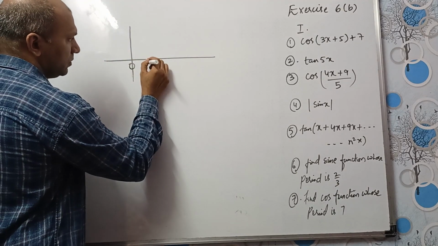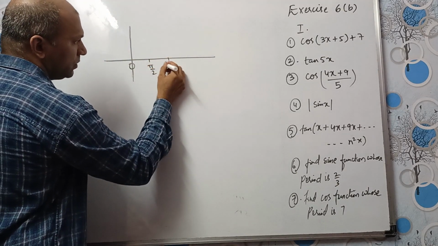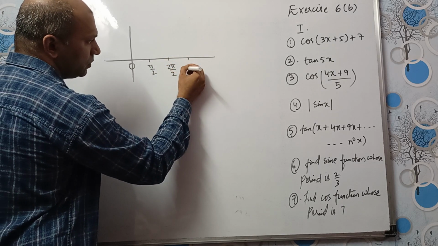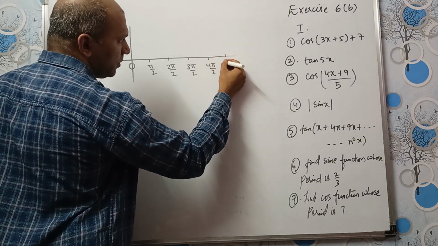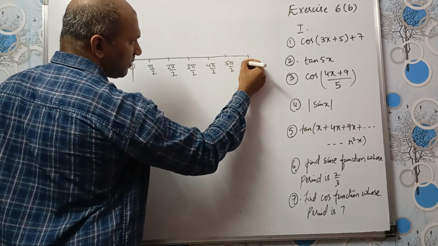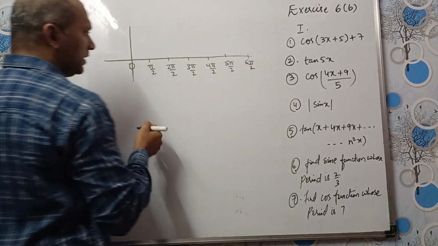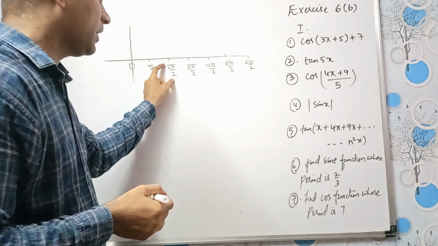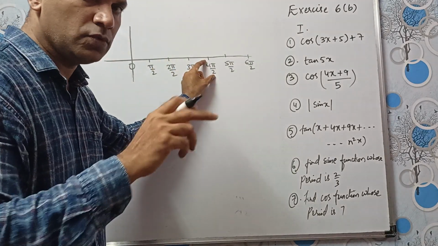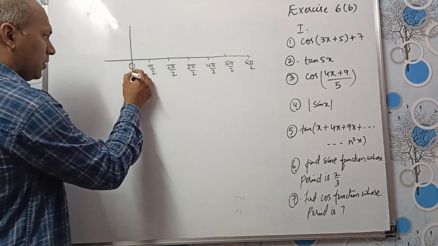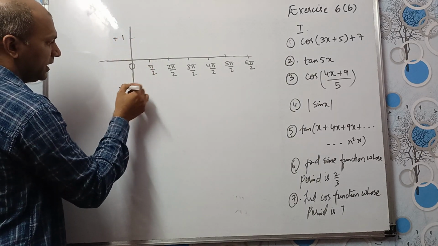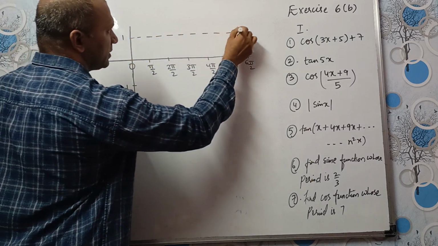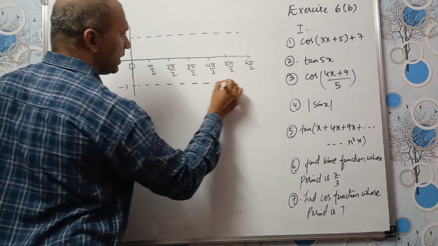So this is 0, pi by 2, 2 pi by 2, 3 pi by 2, 4 pi by 2, 5 pi by 2, 6 pi by 2, and so on. See, here 2 pi by 2 is equal to pi only. Here 4 pi by 2 is equal to 2 pi only, right? Alright. So here positive 1, here negative 1, right? So this is a positive 1 line, this is negative 1 line.